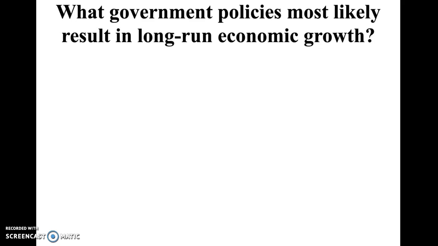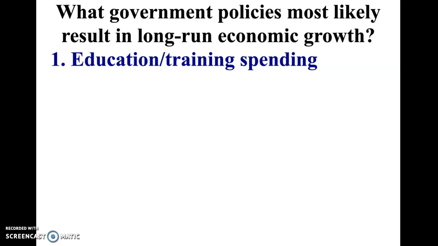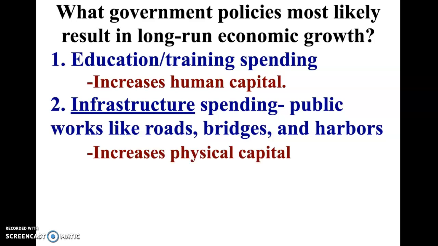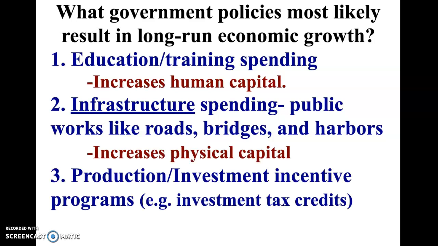So what government policies most likely result in long-run economic growth? Well, we talked about education and training. This would increase your human capital. But then we have a couple of things that will increase your physical capital, like infrastructure: spending on public works, roads, bridges, harbors, that kind of stuff. In the 1950s, we had the interstate highway system. That made things much easier to transport, which would increase our production possibilities. And that would be an increase in physical capital.